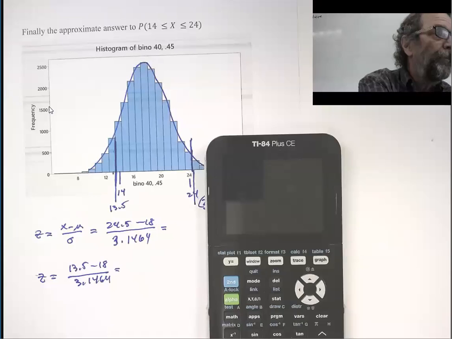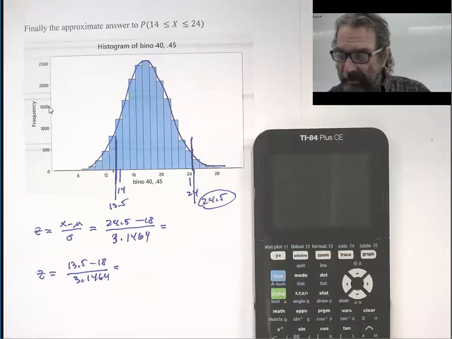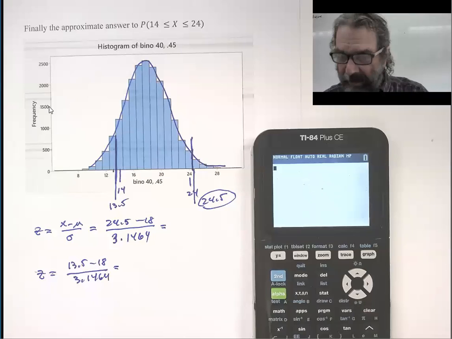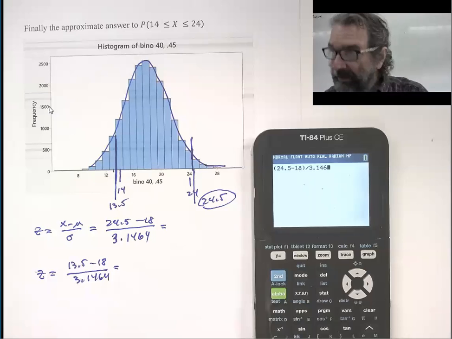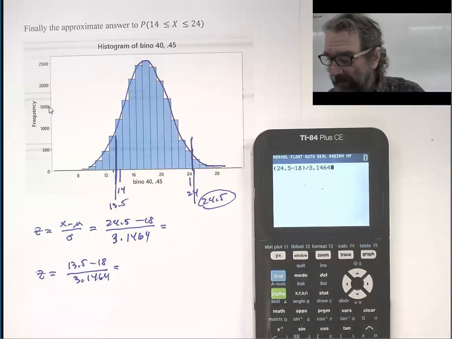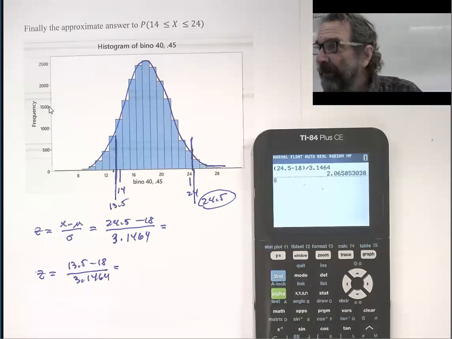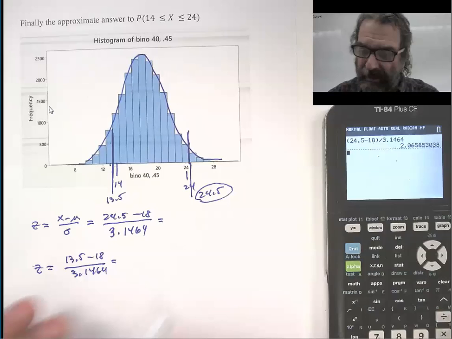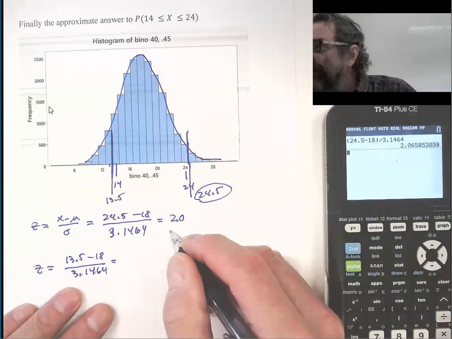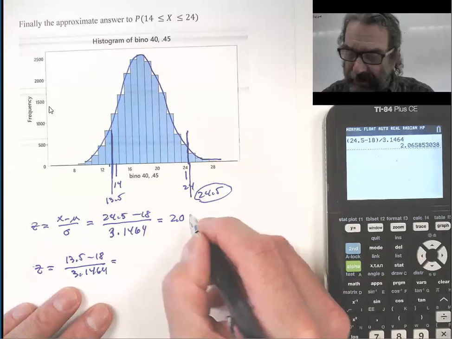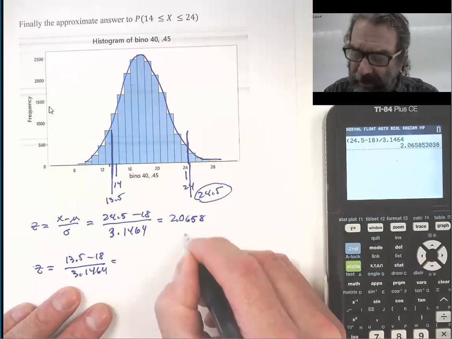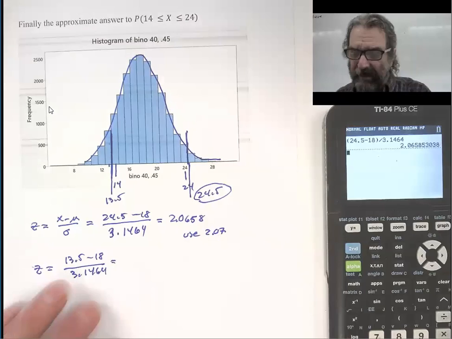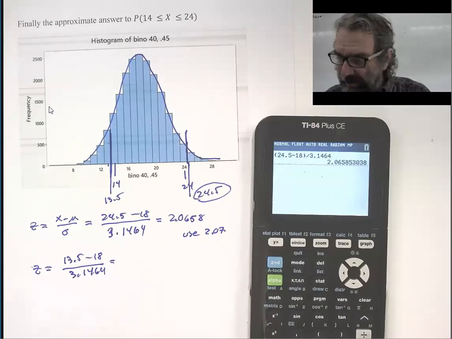I will then crank up the old calculator, clear that. I'm using parentheses this time: 24.5 minus 18, close them up, divided by 3.1464. Go ahead. It's 2.065, so 2.066. We only get two places, so it's going to be 2.07. We're going to use 2.07 because we only get to keep two places. And then I'm going to go second enter to retype that.